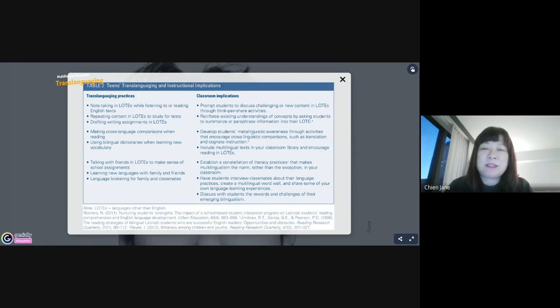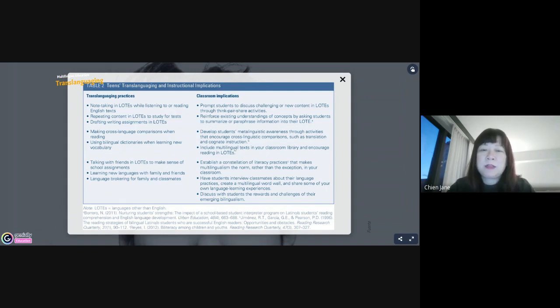Also develop students' metalinguistic awareness through activities that encourage cross-linguistic comparisons, such as translation and cognate instruction. Well, we don't have cognates. Cognates are words that are similar in different languages. For example, computer in Spanish and English are pretty much spelled the same way. So those are cognates, okay? But Chinese and English do not have cognates. But what we can do is develop students' metalinguistic awareness through comparing two different languages, perhaps through translation. But we can't do that in English class, but not in bilingual lessons, right?